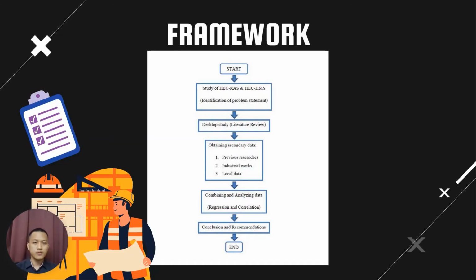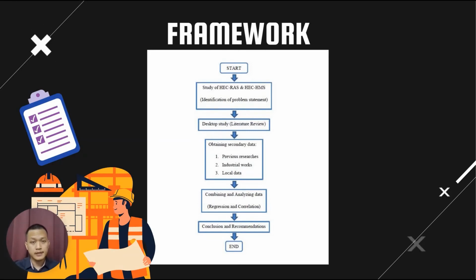Third, proposed methodology. So this is my framework for the study. First, we have to identify the problem statement which leads to the study of HEC-RAS and HEC-HMS. Next, we have to do a desktop study of previous researchers or previous studies or users of HEC-RAS and HEC-HMS to achieve our literature review. Next, we have to obtain our secondary data which can be collected by previous researchers, industrial works, and even local data from open source or supervisor. Next, combining and analyzing data. Next is conclusion and recommendation.